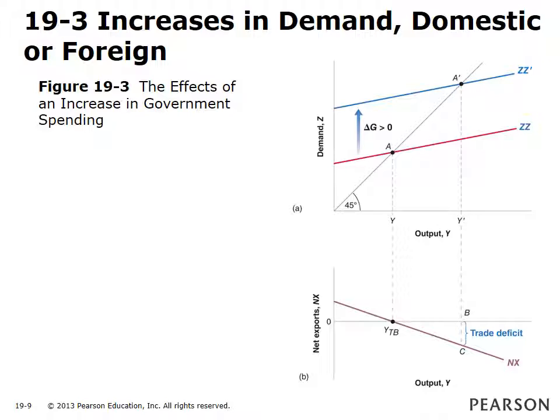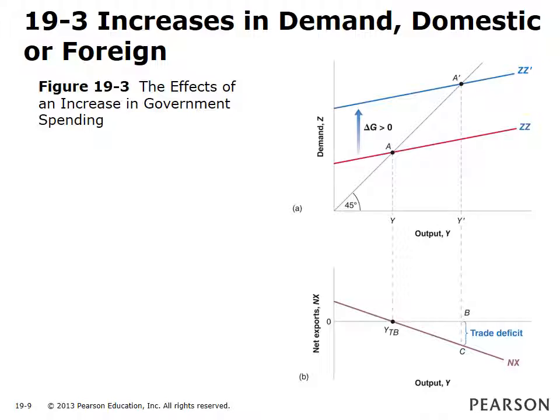Figure 19-3 shows the effect of an increase in domestic demand on domestic output and the trade balance in an open economy. Figure 19-3a shows an increase in government spending G increases equilibrium output. The ZZ curve shifts up to ZZ prime. The new equilibrium point is A prime and the new equilibrium output is higher at Y prime. Figure 19-3b shows that it makes the trade balance worse off. Note that the NX curve does not shift.